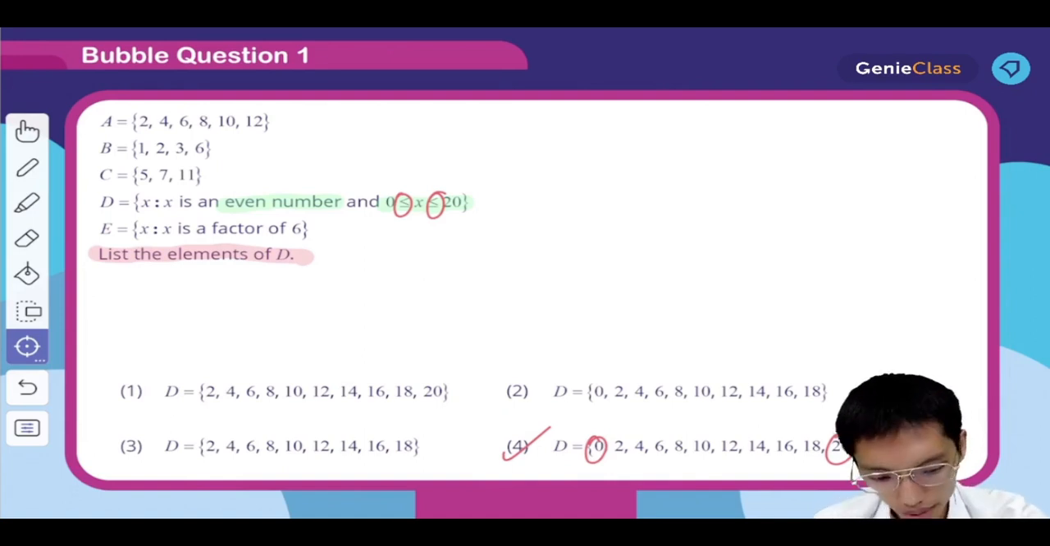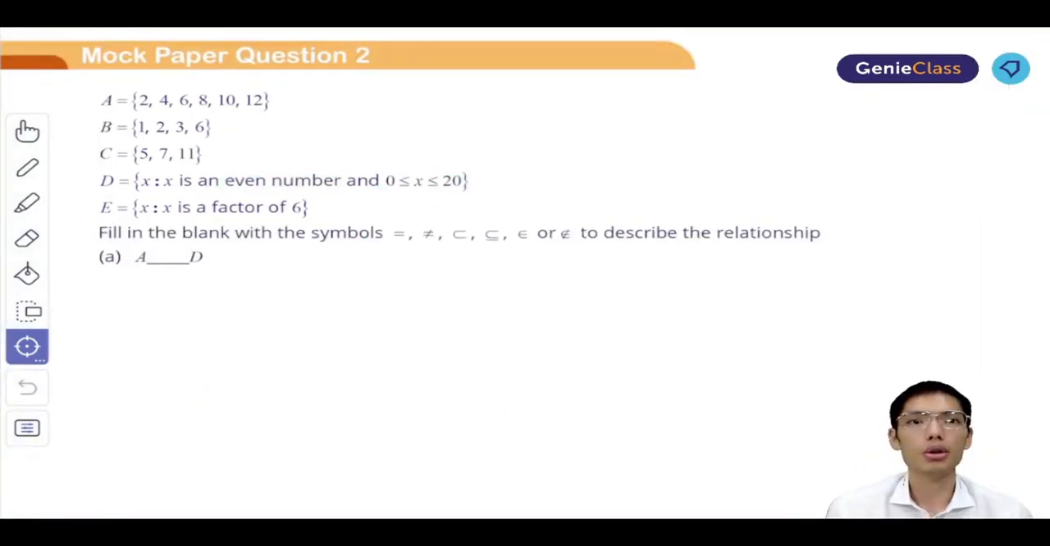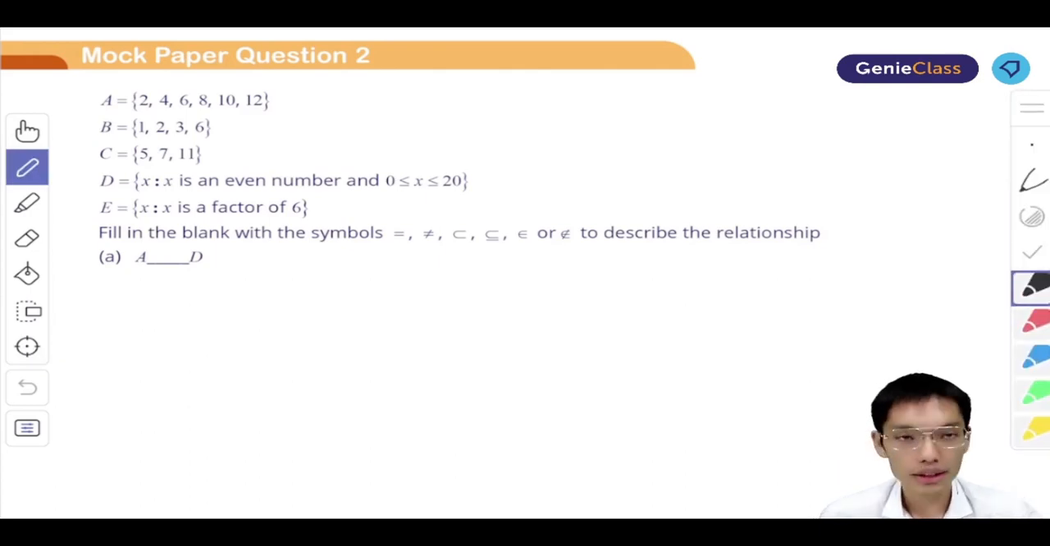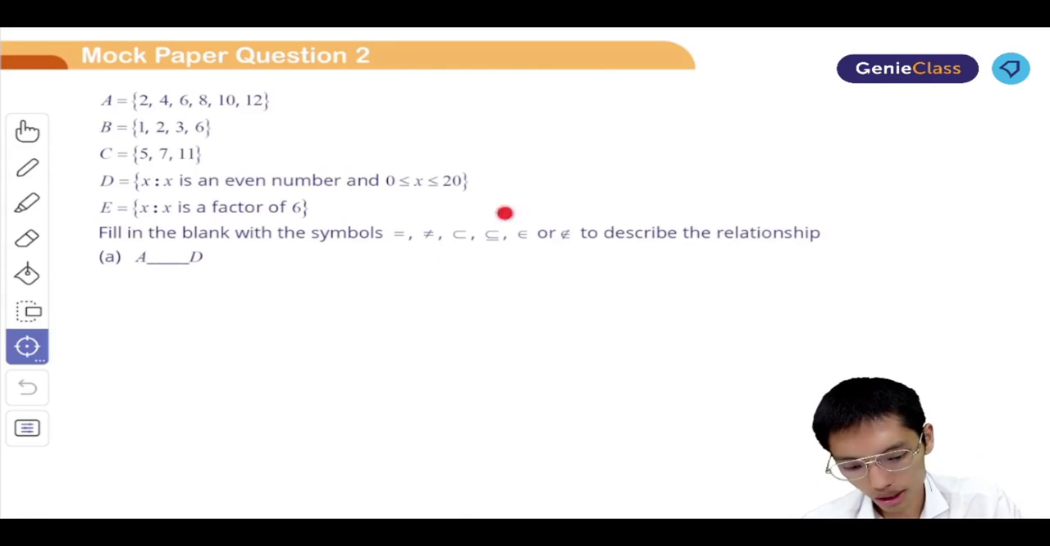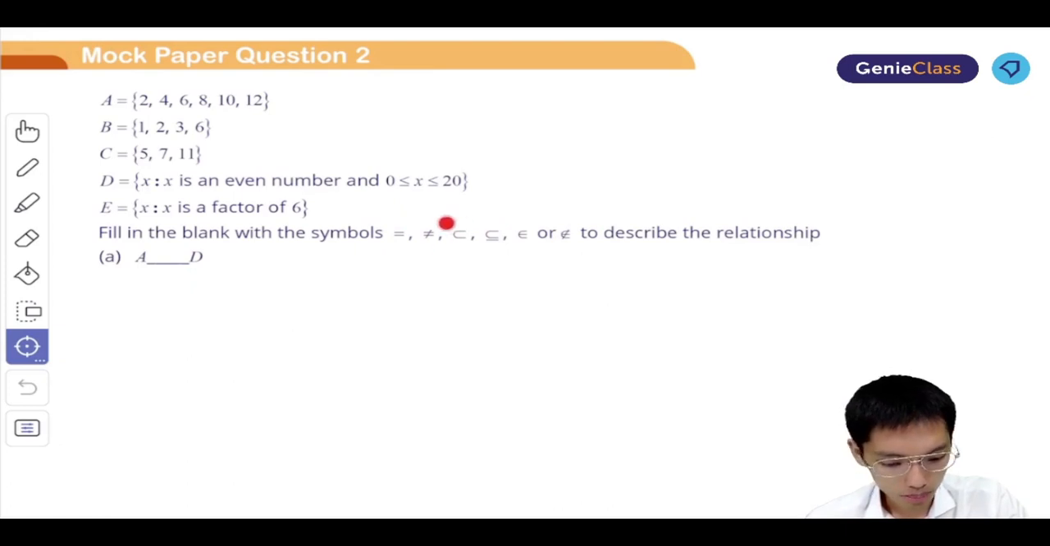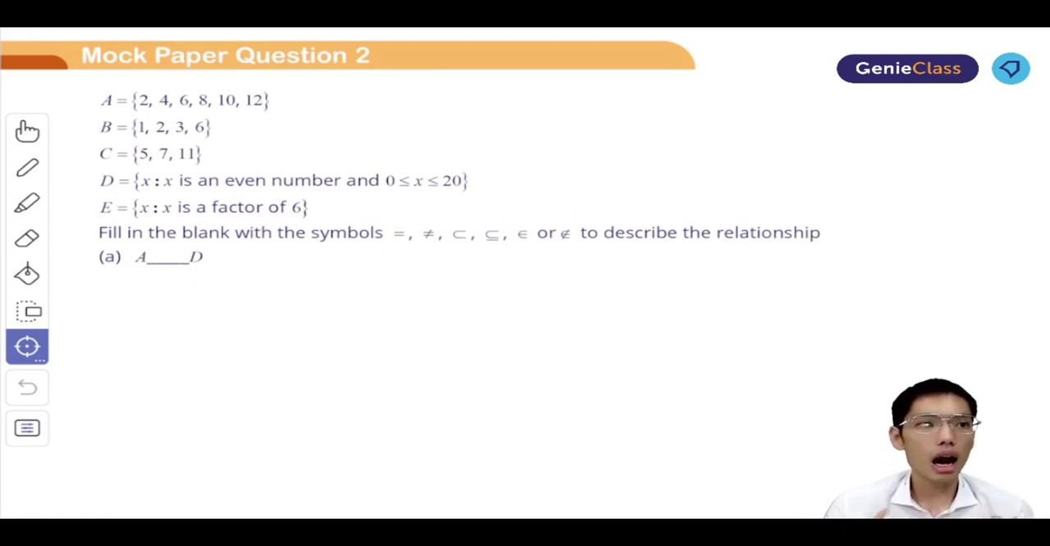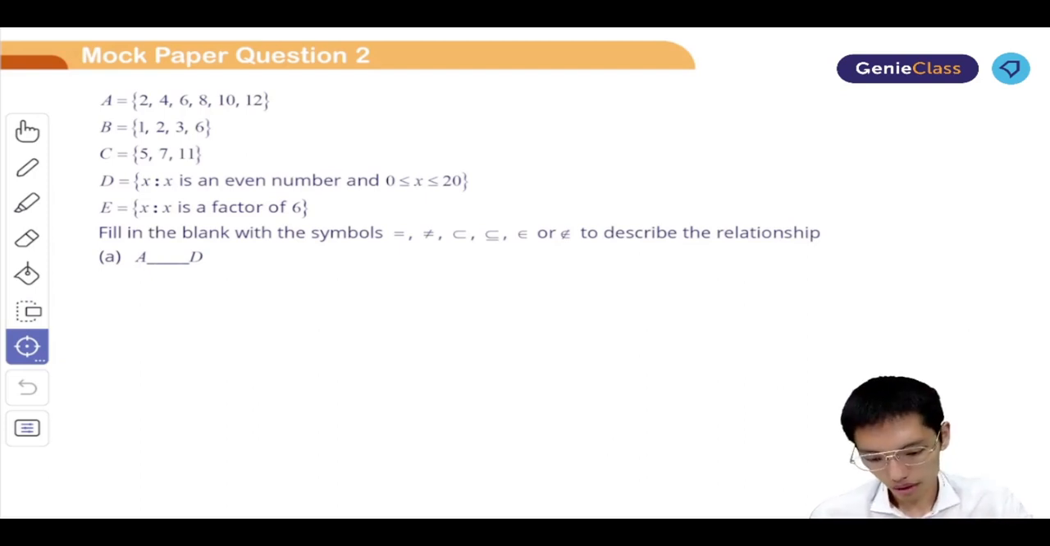Okay, now following up nicely, we move on to mock paper question number 2. Alright, for those who have attempted it, let's see how we actually answer it. So we have these sets and they ask you to fill in the blank with these symbols: equal, not equal, subset, proper subset, element of, or not an element of. So how do we describe this relationship?